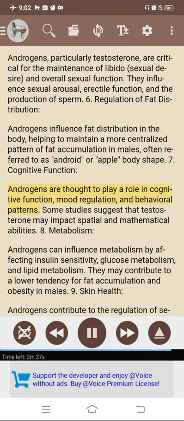7. Cognitive function. Androgens are thought to play a role in cognitive function, mood regulation, and behavioral patterns. Some studies suggest that testosterone may impact spatial and mathematical abilities. 8. Metabolism. Androgens can influence metabolism by affecting insulin sensitivity, glucose metabolism, and lipid metabolism. They may contribute to a lower tendency for fat accumulation and obesity in males.